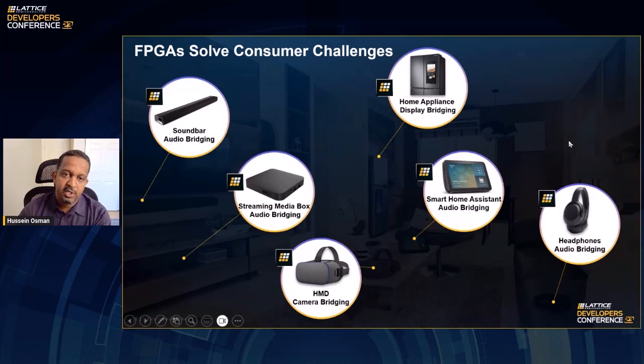So FPGAs are not used only in communication systems or servers. They're actually heavily used in consumer applications to create new ideas and take them to market quickly to solve some IO mismatch or standard mismatch issues that arise.